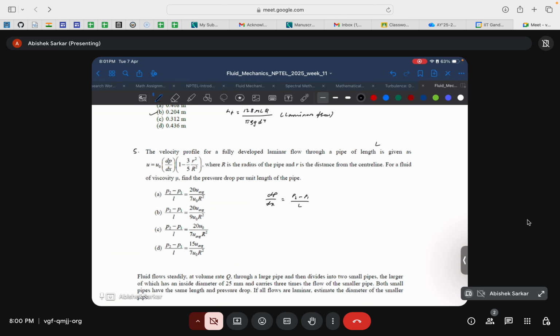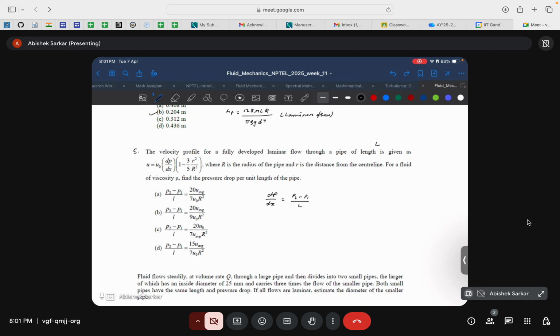Because it is linear, because dp by dx is constant, it will give us the pressure variation to be linear. Now the key to this question is that all the terms in the options have an expression of average velocity. So you get a hint that you need to express your pressure drop in terms of the average velocity. You know the velocity profile. I think the task is quite simple: to find the average velocity for a flow through pipes.